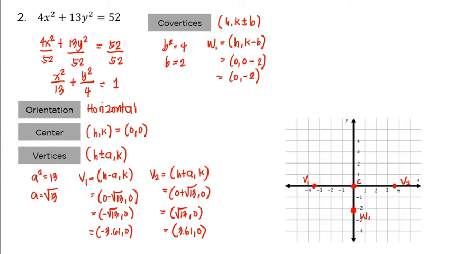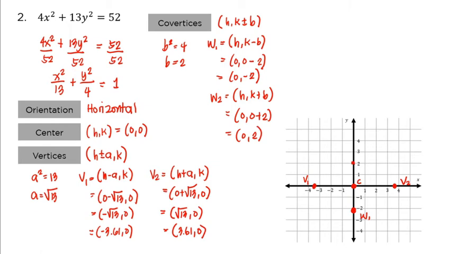Second co-vertex, W2, is just h, k plus b, right? So we have 0, 0 plus 2, and that is 0, 2. Okay? So 0, 2 is here.